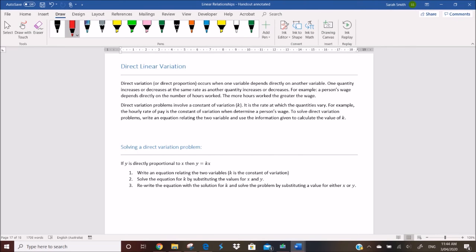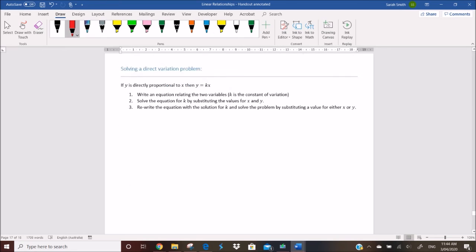So if we want to solve direct variation problems, we need to write an equation relating the two variables and use that information to calculate the value of K. So this is very similar to our y equals mx plus c. The only difference is here we don't have that plus c. So how we would solve it is we'd write our equation as y equals kx. We would put in the values that we know, make k the subject of the formula. That will solve for k, and then we can substitute that into our formula. So a couple of examples.